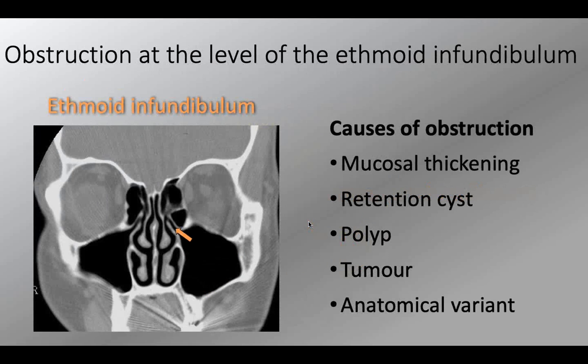So what happens when this drainage route is obstructed? The sinuses produce 1 to 2 liters of mucus every day. In case of obstruction, the sinus fills up, and if long-standing, it will cause a chronic infection. I've also listed some causes of obstruction. It can just be mucosal thickening.